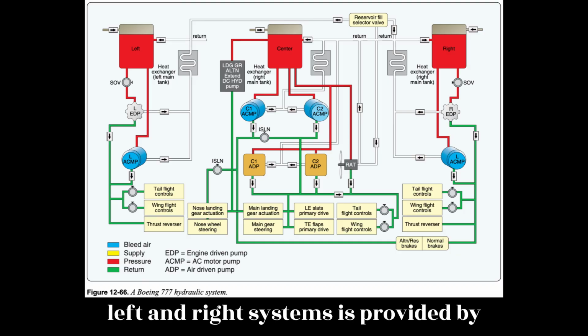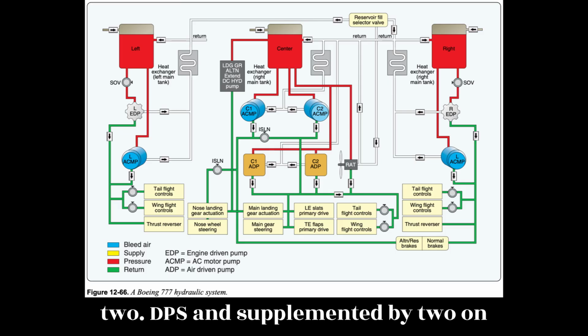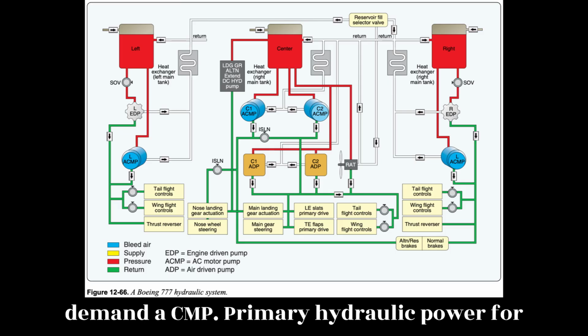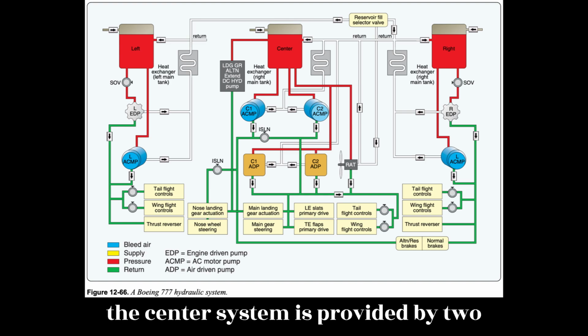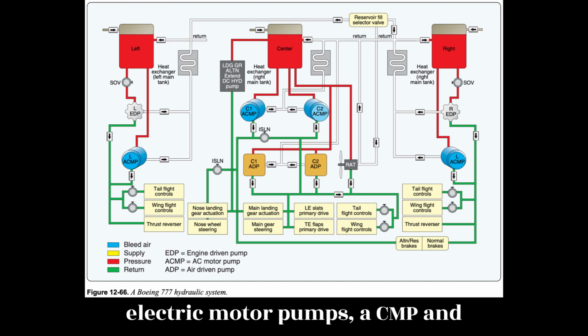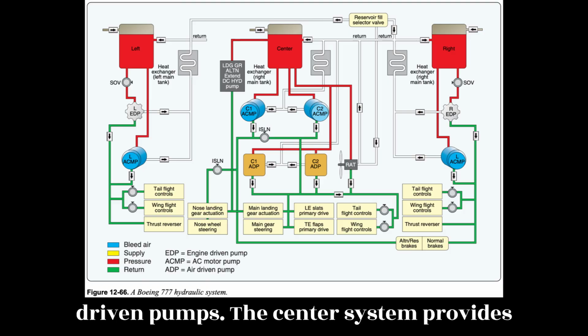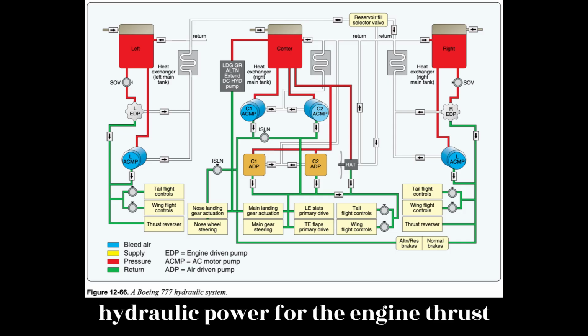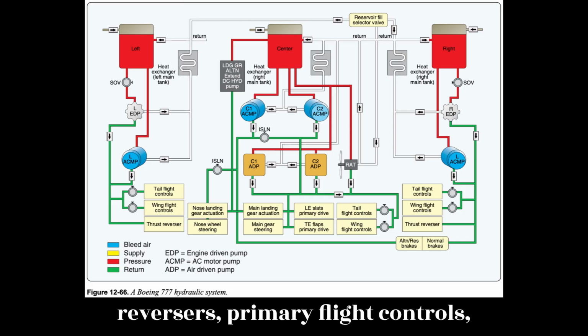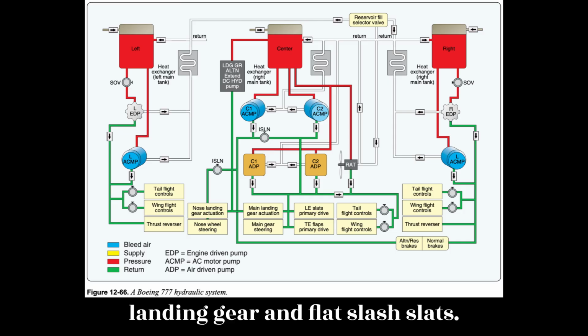Primary hydraulic power for the left and right systems is provided by 2 EDPs and supplemented by 2 on-demand ACMPs. Primary hydraulic power for the center system is provided by 2 electric motor pumps, ACMP, and supplemented by 2 on-demand air turbine-driven pumps. The center system provides hydraulic power for the engine thrust reversers, primary flight controls, landing gear, and flaps/slats.